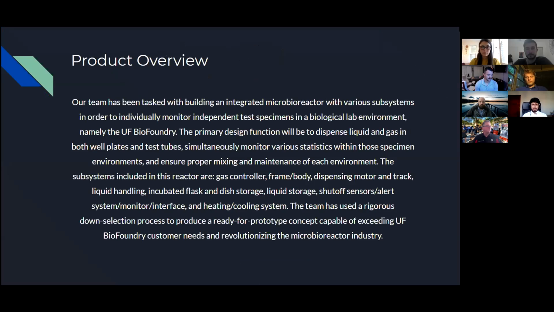The primary design intent was to create a reactor which can dispense liquid and gas in both well plates and test tubes, monitor the various statistics within those environments, and ensure mixing and maintenance of each environment. Each team member was responsible for the development of one subsystem, which were integrated using a down selection process to produce a ready for prototype concept. We're confident that our concept can meet and exceed the Biofoundry customer needs, and we are very excited to share it with you today.